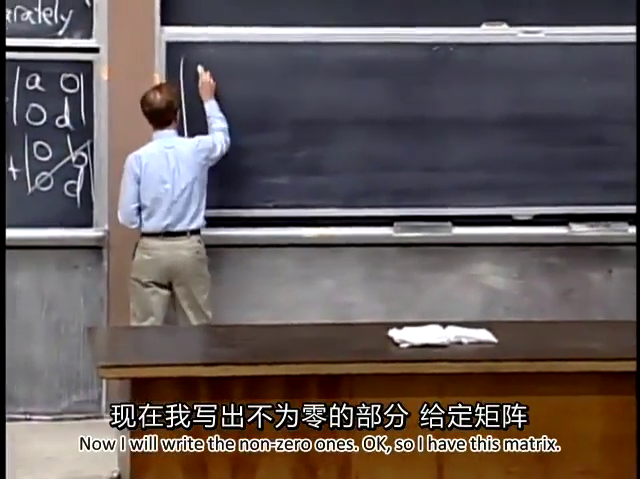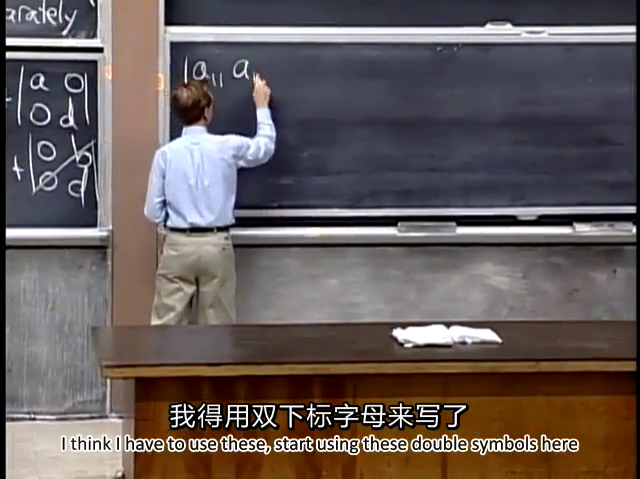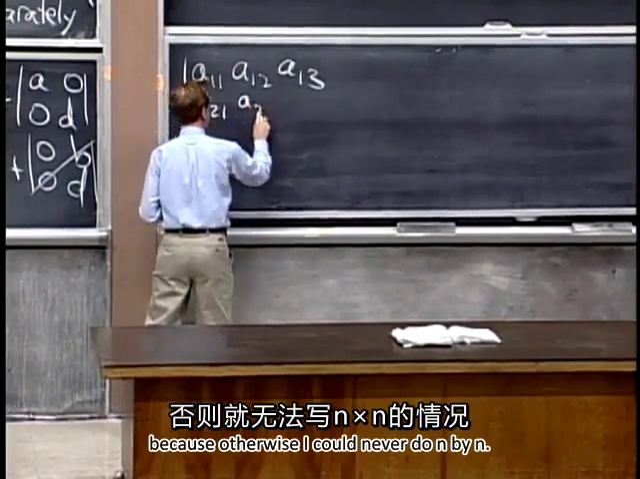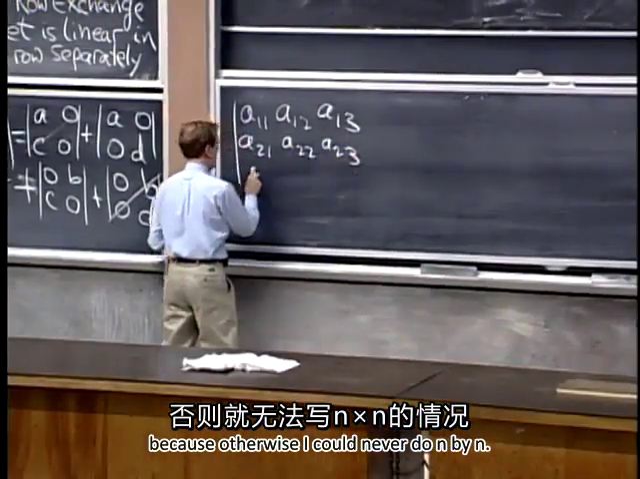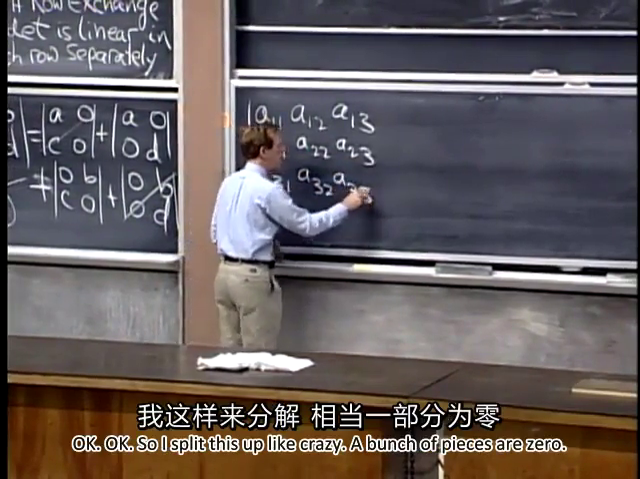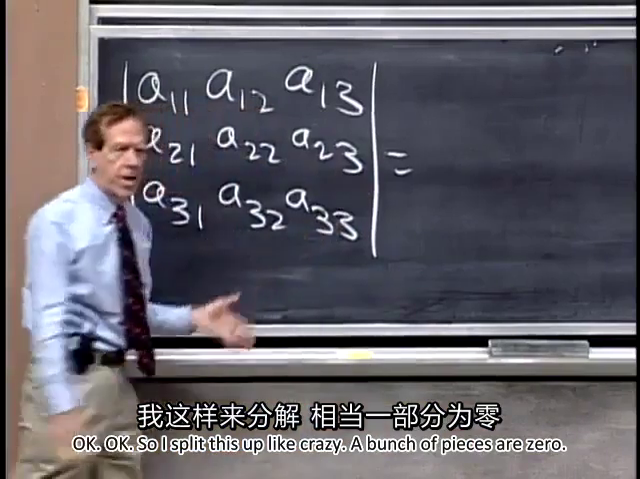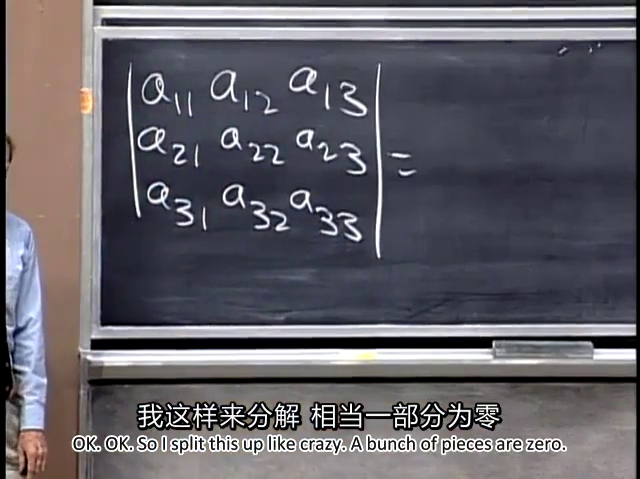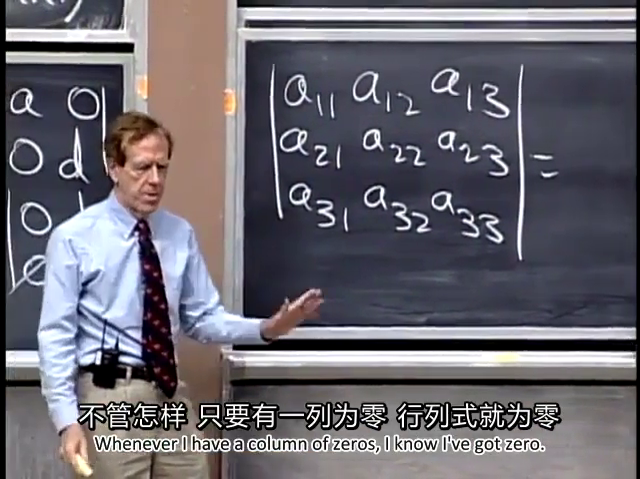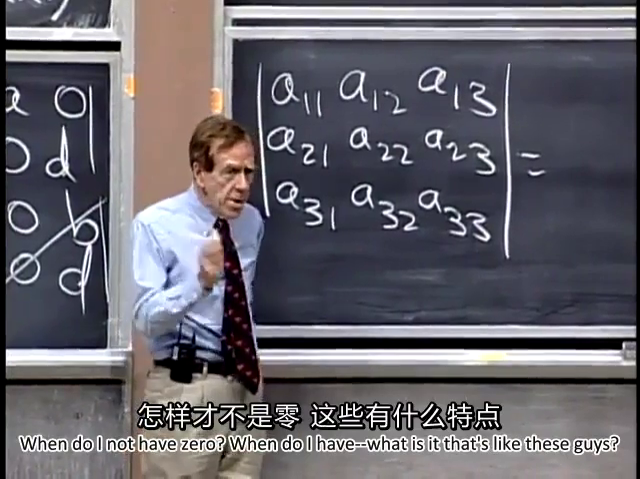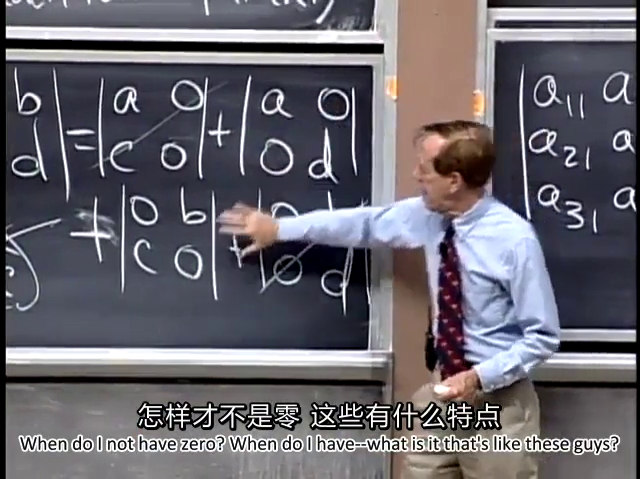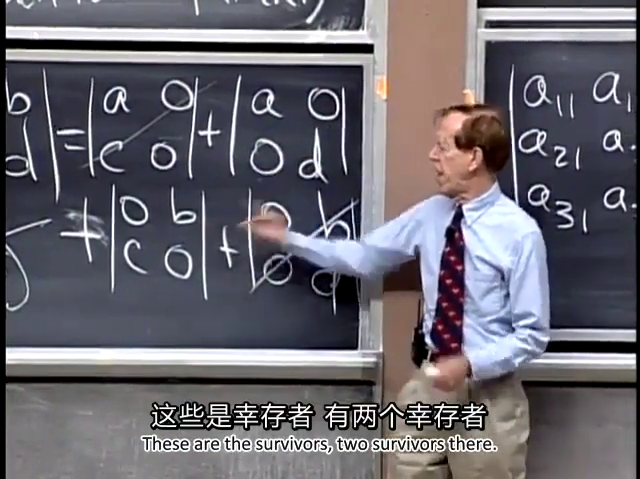Okay, so I have this matrix. I think I have to start using these double symbols here, because otherwise I could never do n by n. Okay, so I split this up like crazy. A bunch of pieces are 0. Whenever I have a column of zeros, I know I've got zeros. When do I not have 0? What is it that's like these guys? These are the survivors, 2 survivors there.